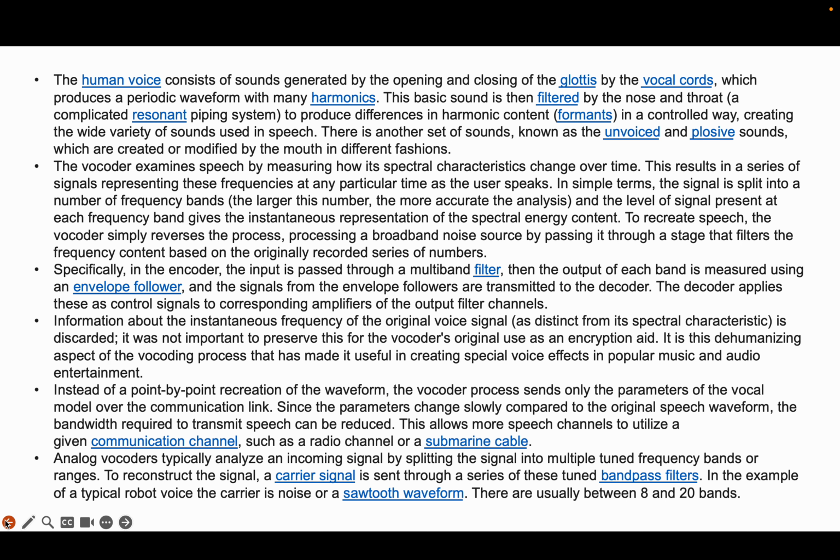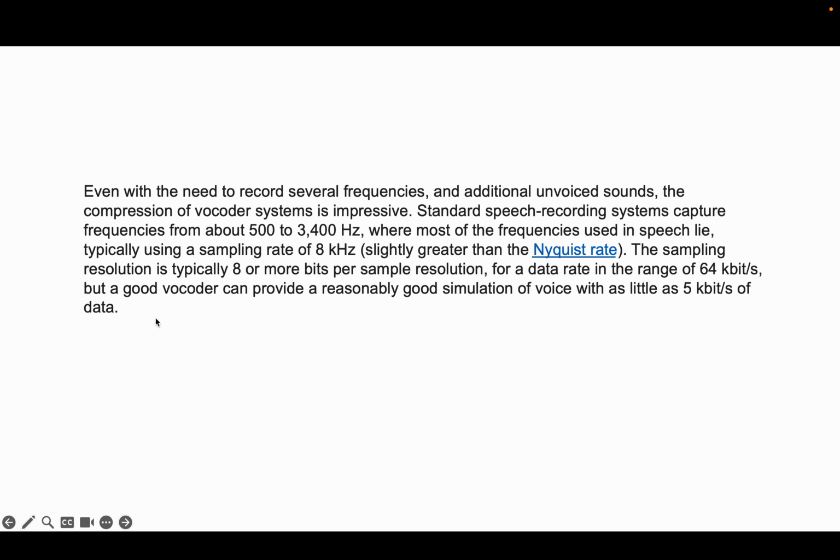Analog vocoders typically analyze an incoming signal by splitting the signal into multiple tuned frequency bands, and then they reconstruct it by sending the carrier signal through a bunch of tuned bandpass filters. The typical robot voice, the carrier is noise or a sawtooth waveform. So this kind of robotic aspect of speech that you sometimes used to hear, especially in the early days, is once again lacking the specific human part of the voice and just excited with noise or a sawtooth. And these usually have between 8 and 20 bands, which is not inconsistent with the human ear's number of frequency bands that it processes naturally.